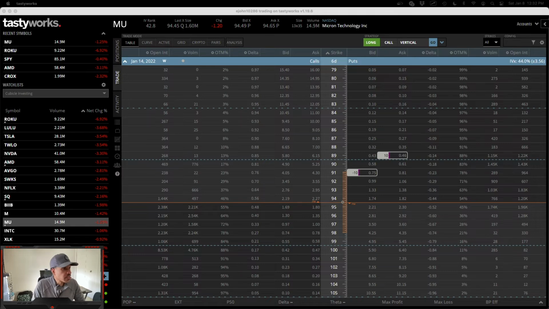All right, so I got 6 days until this trade expires, so we'll see what happens. I'll come back and I'll share with you guys the results of this particular trade.